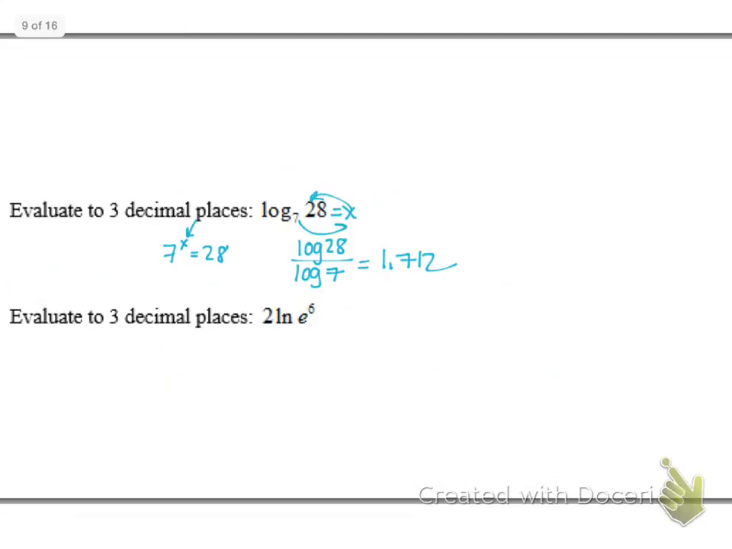Okay, my next one, we're trying to simplify this. So there's 2 different routes I could go. I could send this back, making it a power, in which case we'd multiply. Or, if I remember, natural log and e cancel, so it would just be 2 times 6, which is then 12. Okay, you could also type that in your calculator as long as you use the parentheses, and you'd get 12 as well.